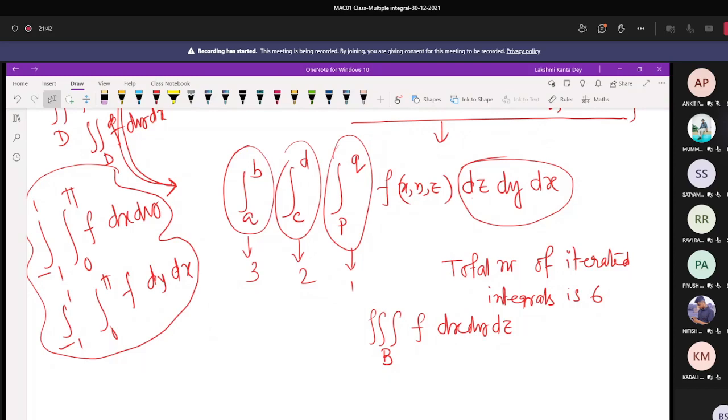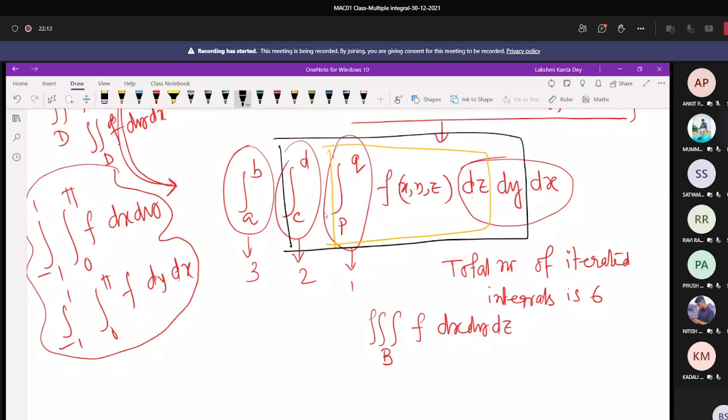Here the answer is very simple. First, we find this part, dz. With respect to z, we integrate f(x, y, z), keeping x and y constant, and put the limit for z from p to q. Ultimately, we get some function of x and y. Then we integrate this with respect to y, keeping x constant, and put the limit for y, that is c to d. Then we get a function of x. So at the end, we have to integrate with respect to x.